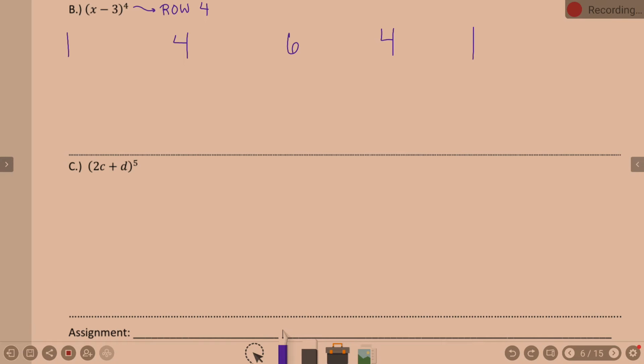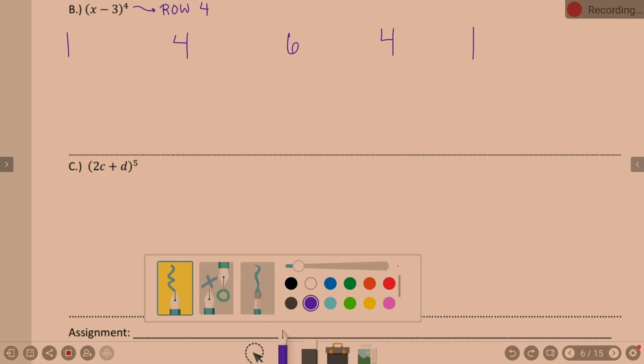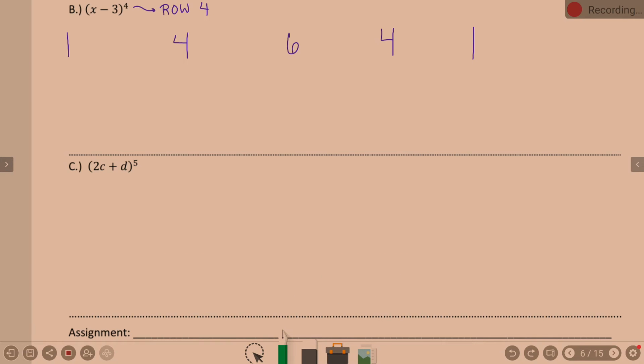Okay. Now, we're using 1, 4, 6, 4, 1. You remember what to do next? Okay. So we're going to take the first thing in the parentheses. In this case, it's x. We're going to start with the highest power, so x to the fourth. And we're going to work our way down. Where should we end up at? x to the 0. So x to the fourth, x to the third, x to the second, x to the first, x to the 0.